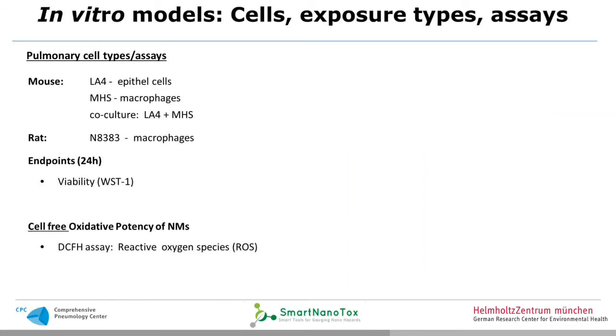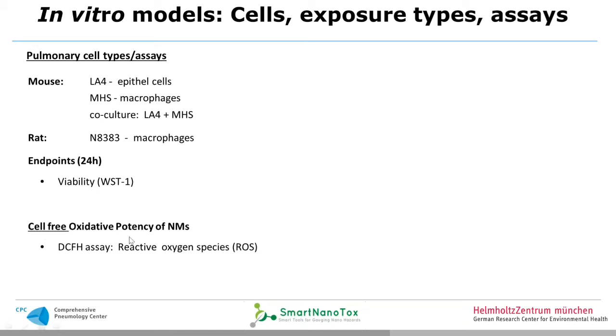In vitro models, we have different cell types. Of course, we have mouse as the main organism and rat. So we have mouse cells, epithelial cells, LA4, and macrophages, MHS, and co-cultures thereof. For rat, we have just the macrophage cell line. And as endpoints, what I'm focusing on now is just viability to make my life simpler. But of course, we have more in-depth analysis. We will talk about that later, not me, some other people.